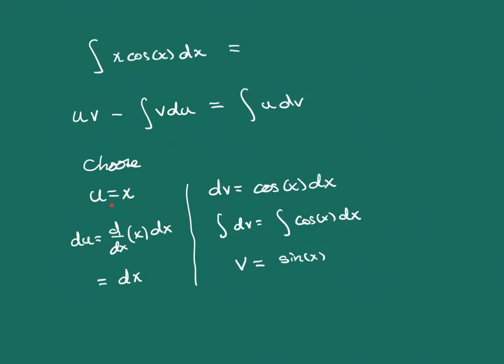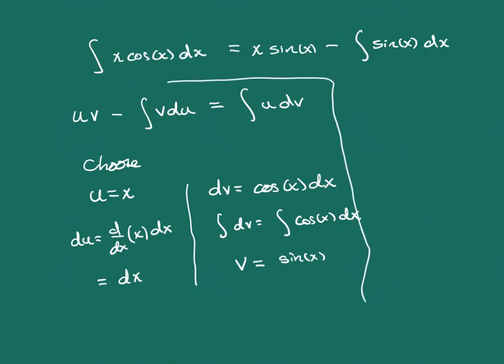Well, u is going to be our x, and v was going to be our sine of x. So we've got u times v, which is x sine of x, then minus the integral of our v du. So v, again, was going to be sine of x. du was going to be dx. And so this gives us the integral of sine of x dx. Okay, so where do we go from there?